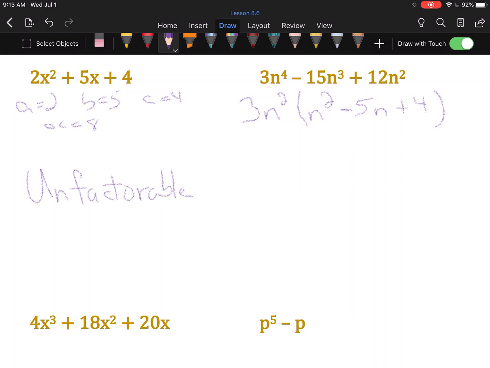Now we have to ask the question, are there two numbers that multiply to make 4 and add to make 5? And that would be 4 and 1. So the 3n squared comes along. We're going to have an n and a 4, an n and a 1. And the sign will be the sign of the middle term. So both minus. That is factored.